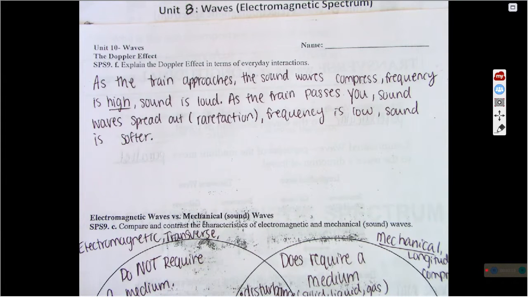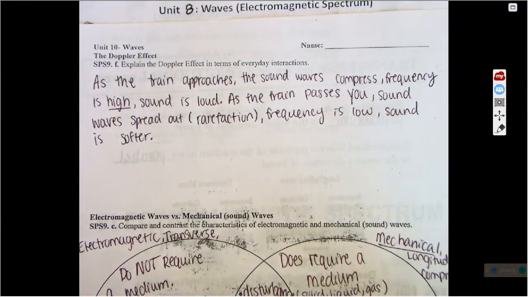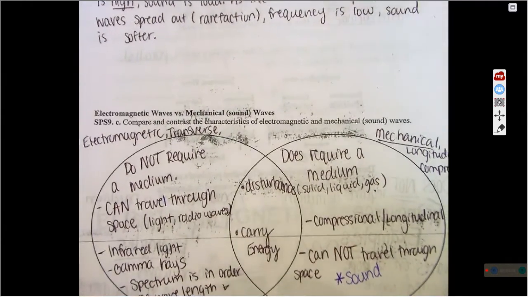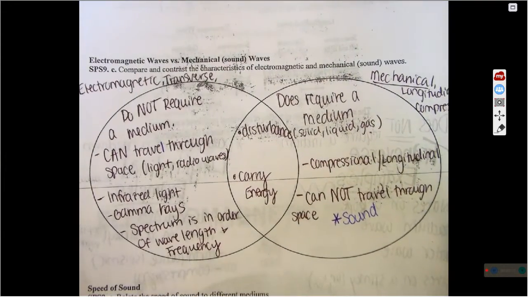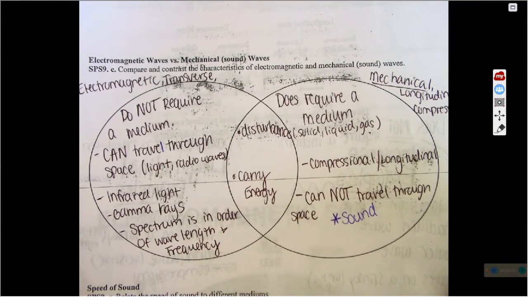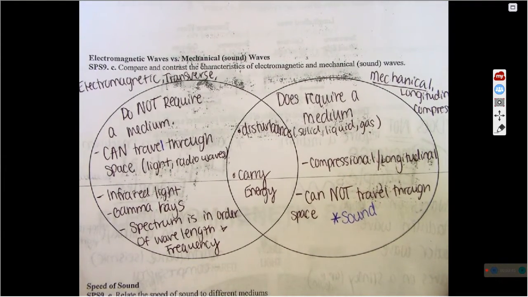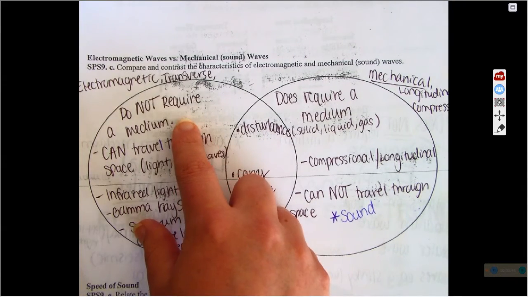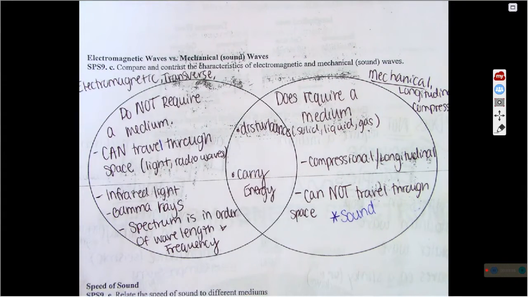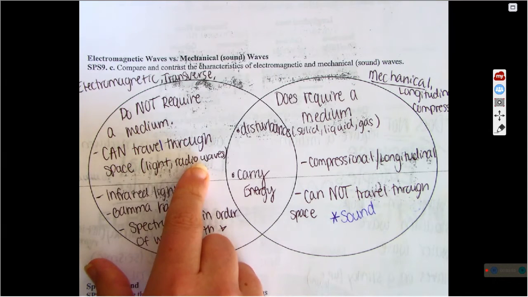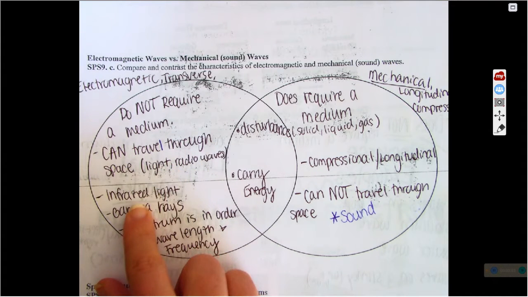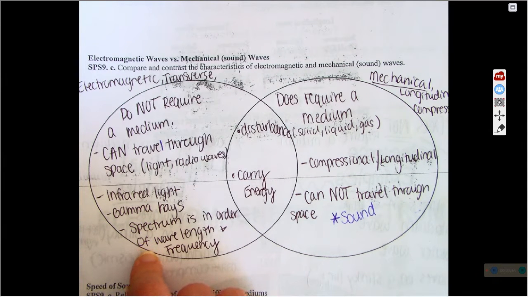All right, so just like we did on the front page, we are going to compare electromagnetic waves to mechanical waves. All right. So electromagnetic waves are not going to require a medium. These are the ones that can travel through space. So automatically you think, what can travel through space? Well, light can. So light, radio waves, anything on that electromagnetic spectrum. Infrared light, gamma rays. The spectrum is in order of wavelength and frequency. That's important to know.